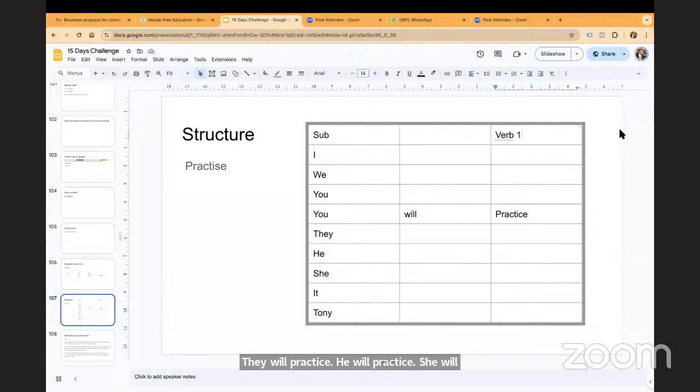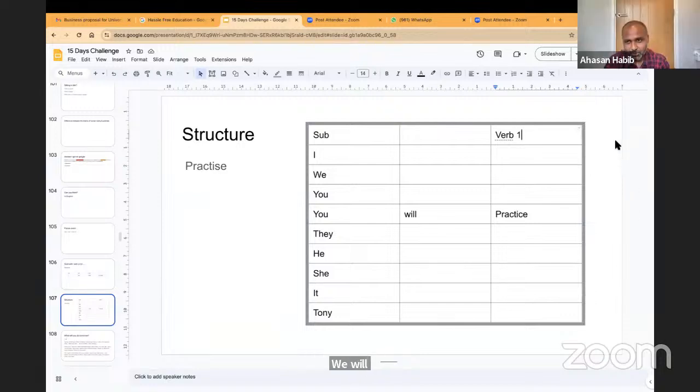Okay, I will practice. We will practice. You will practice. They will practice. He will practice. She will practice. Tony will practice. It will practice. Okay, excellent. Thank you. Type in chat box.